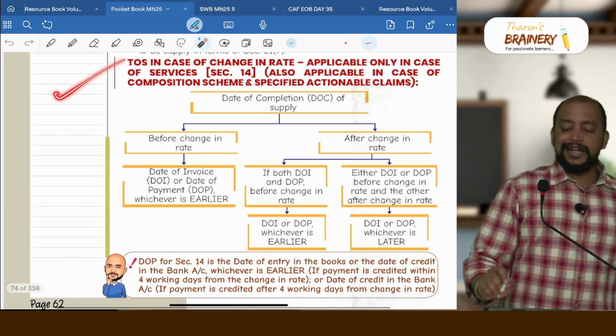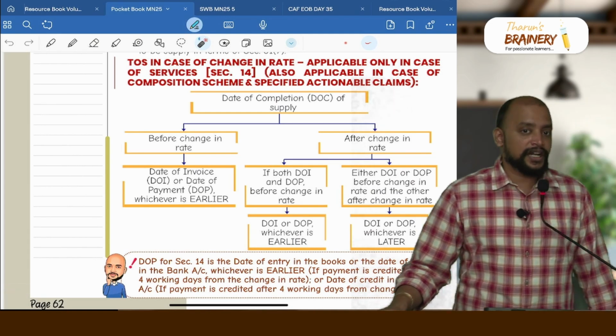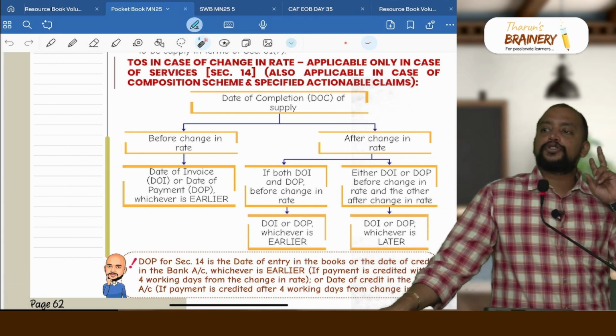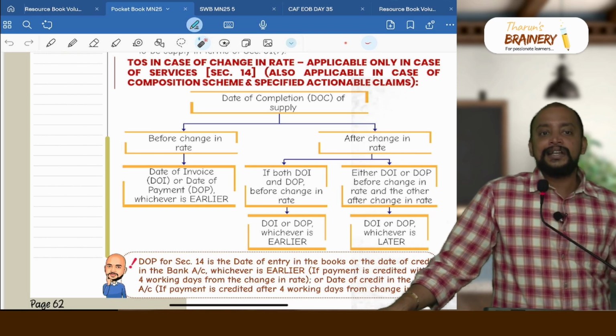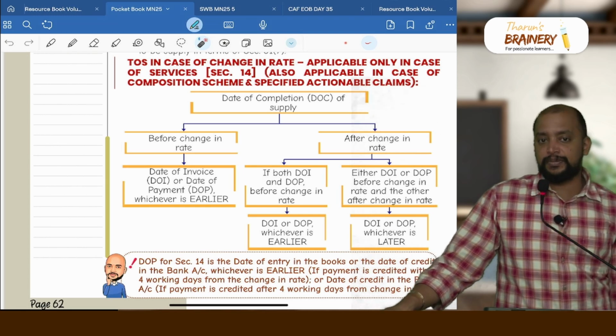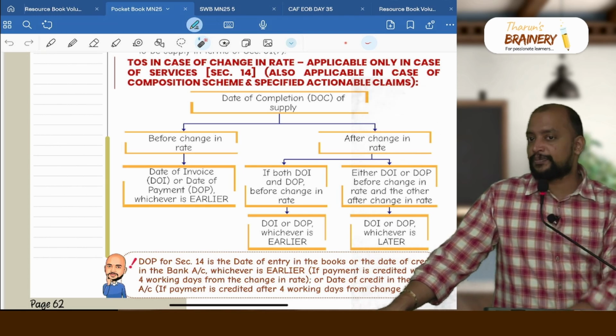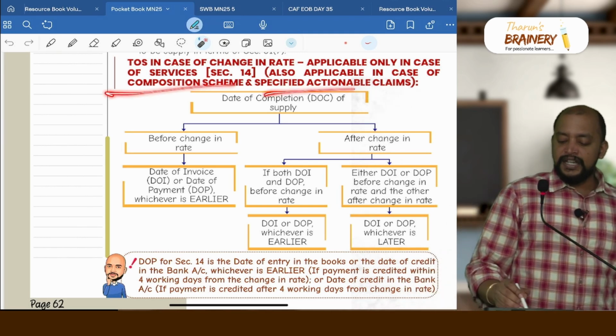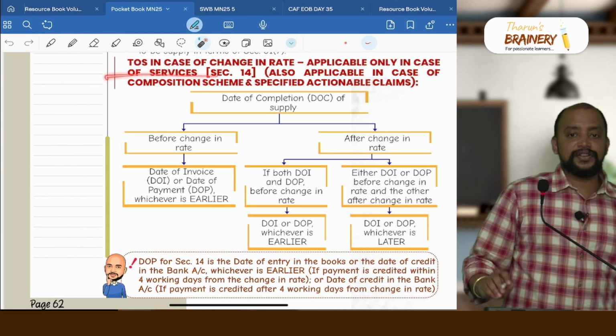Then time of supply in case of change in rate, that is section 14. But this section 14 is applicable for services. In case of goods, only for two categories is GST payable on advances, that is composition scheme and specified actionable claim. For them only section 14 is applicable. So section 14 is applicable for composition scheme, specified actionable claims, and in case of services.